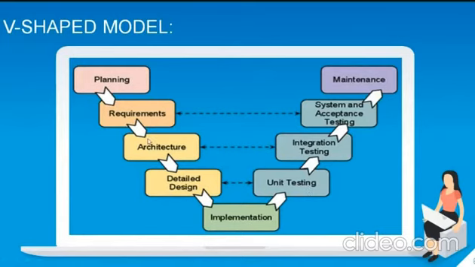At the architecture phase, in the design phase, we will be performing integration testing. It's nothing but combining two modules and then performing integration testing on that. And at the requirement phase, we'll be performing system and acceptance testing. So in the V-shaped model, similar to the waterfall model, with an extension that we include verification and validation activities. That is the reason why we call it a V-shaped model.